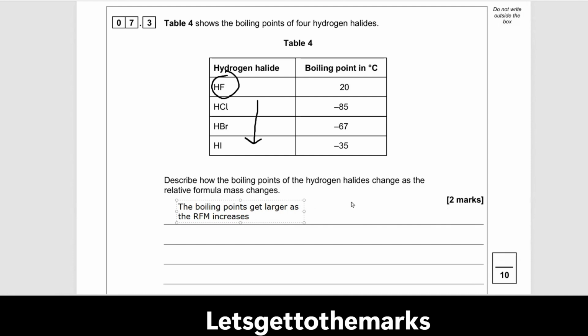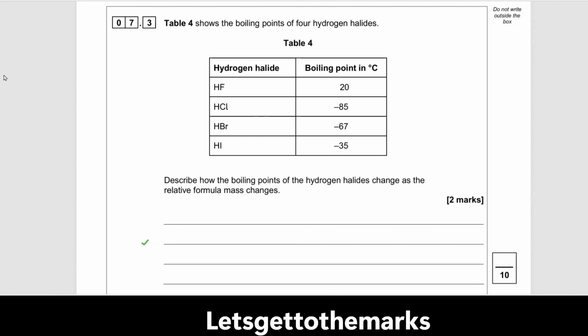And that is the general term. And then I would just point out the exception. However, hydrogen fluoride has the highest boiling point and yet has the lowest RFM. So there's an exception. That's actually to do with something called hydrogen bonding. And so it has an unusually high boiling point for its size. All right, let's move on.